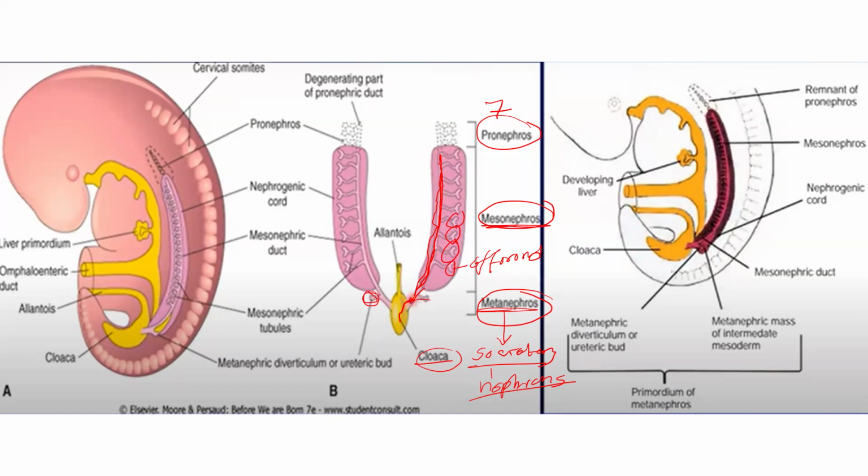You can see this diverticulum there, what is known as the metanephric diverticulum or the ureteric bud. That is that which gives rise to the collecting system. The collecting system refers to anything distal to the nephrons. So after the nephrons, the nephron usually ends at the distal convoluted tubule. That is where the nephron ends. After that, everything else came from the ureteric bud.